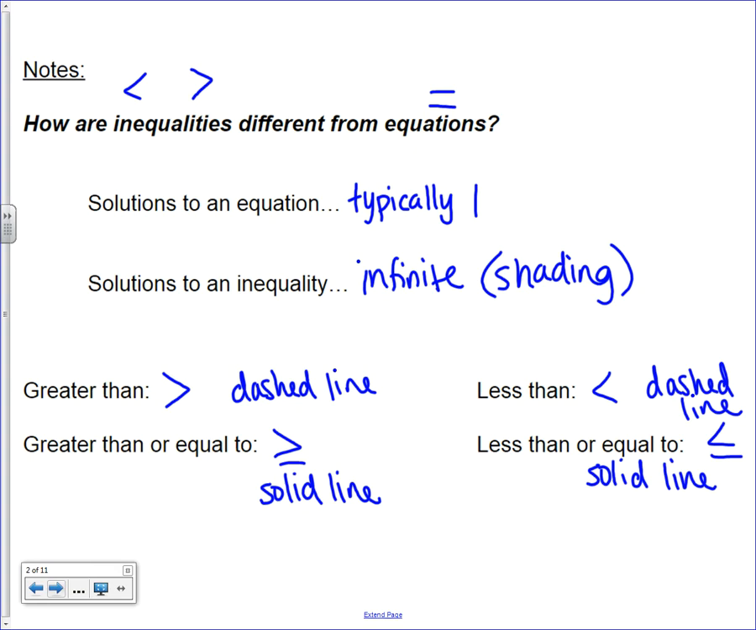And then the question is, where are we going to shade? Well, if I tell you the word greater than, do you think that means above or below? Above is greater than. So greater than will both be above the line. How about for less than? Below the line or under the line.